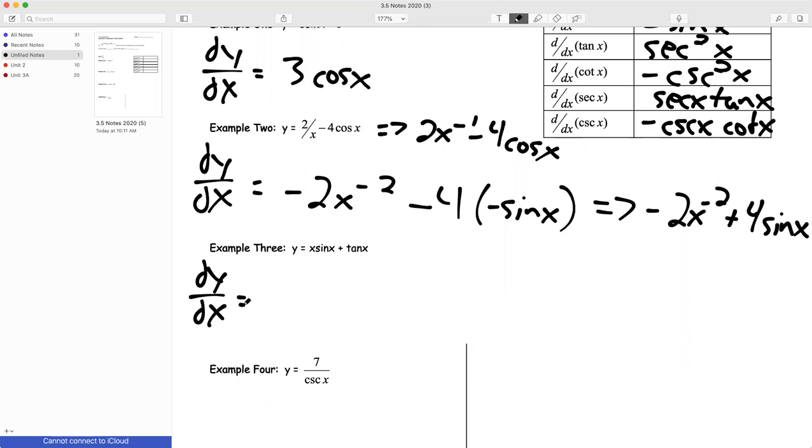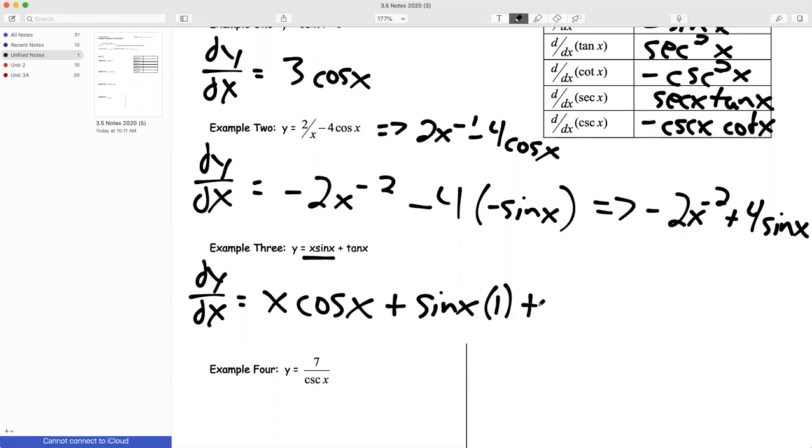Here I have to do the product rule because it is not a number in front of my trig function, it's a variable. So I'm going to take the first term, which is x, multiply it by the derivative of the second. Doing the product rule, derivative of sine of x is cosine of x plus the second term, which is sine of x, multiplied times the derivative of the first term, and the derivative of x is 1. Indeed, it is. Plus the derivative of tangent of x.